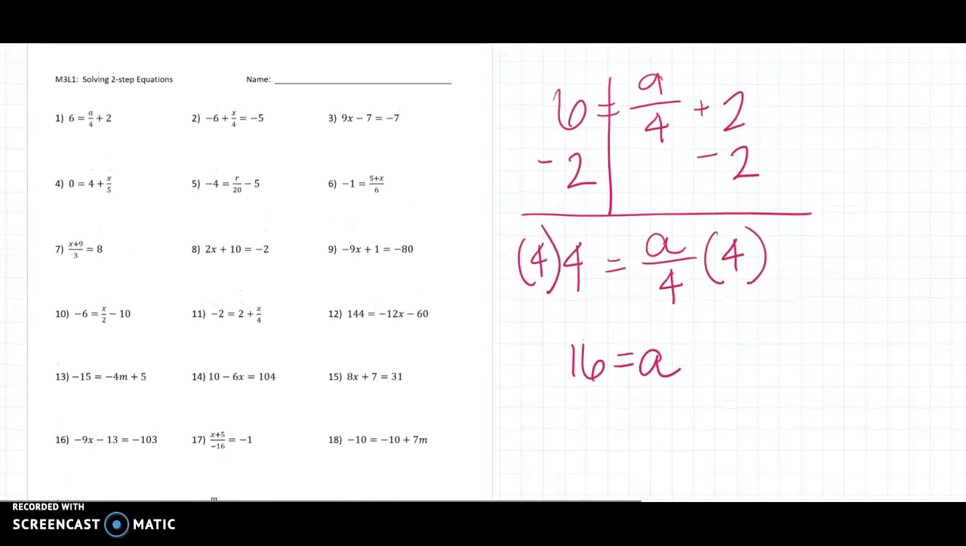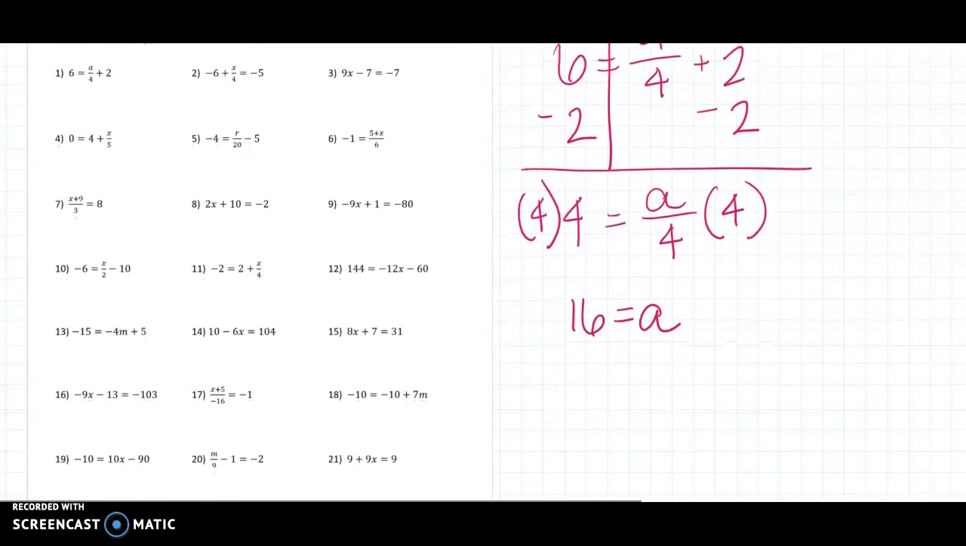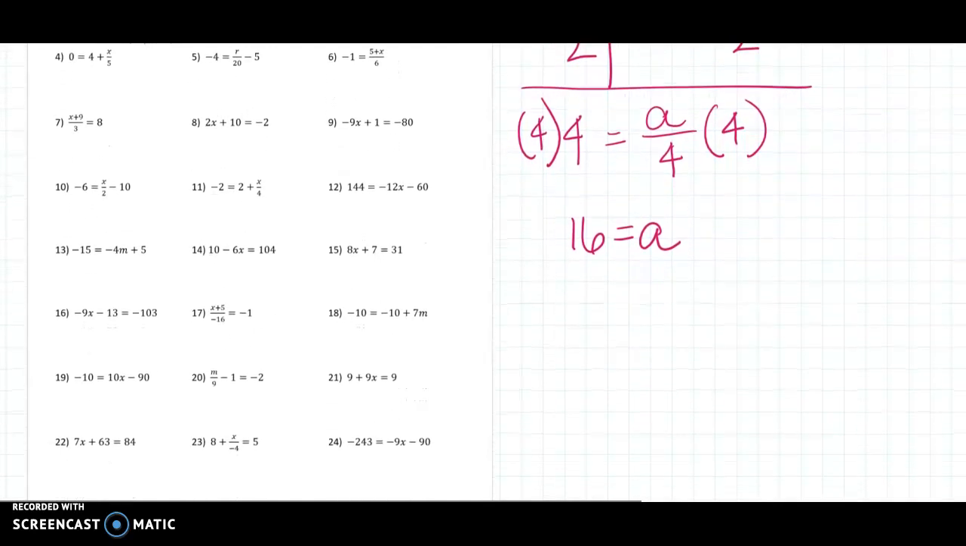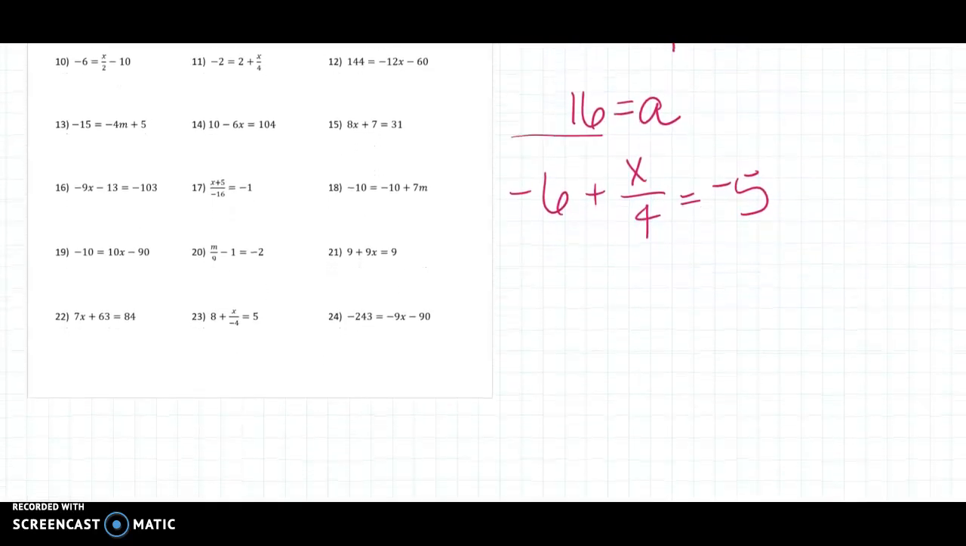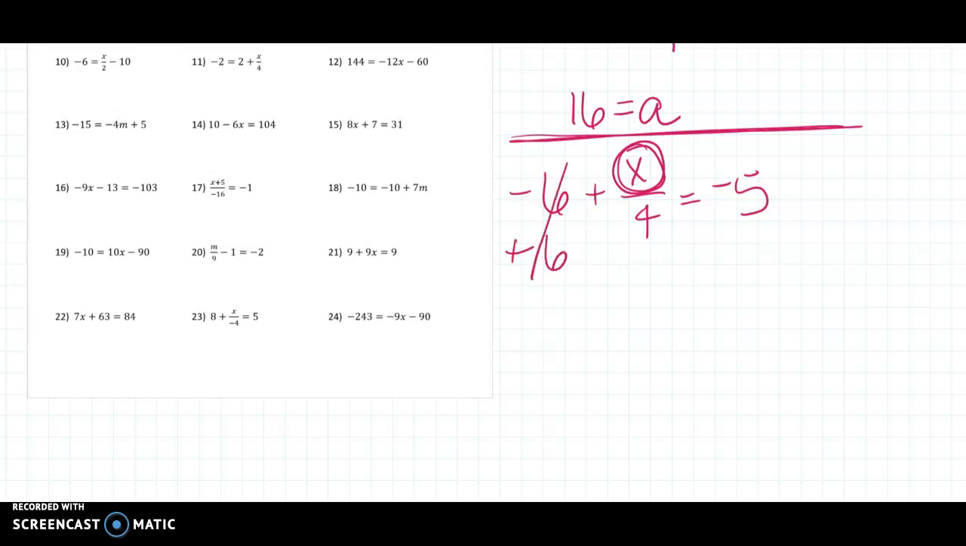Let's take a look at the second one. It's kind of similar. Negative 6 plus x divided by 4 equals negative 5. I can't do any operations on x before I get x and its coefficient by themselves. So I need to take care of this negative 6 on the left-hand side. That's a negative 6, so I need to add 6 so that it cancels out.